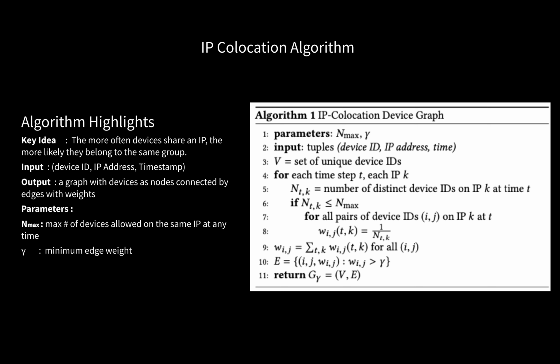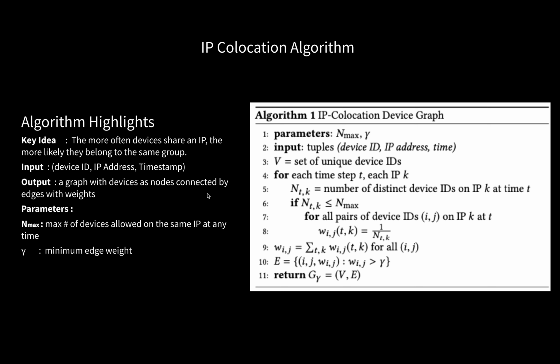So the input of this algorithm is a data frame made of rows that have 3 columns: device ID, IP address, and timestamp. And the output is a graph where the device IDs are the nodes, connected by edges. These edges have weights, float type, and they represent how strongly two devices are connected.